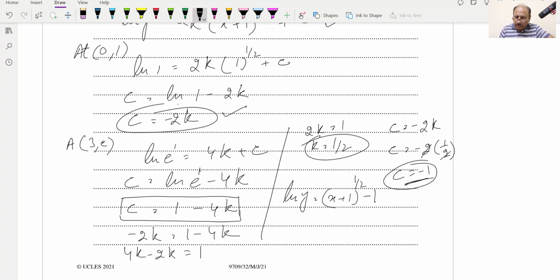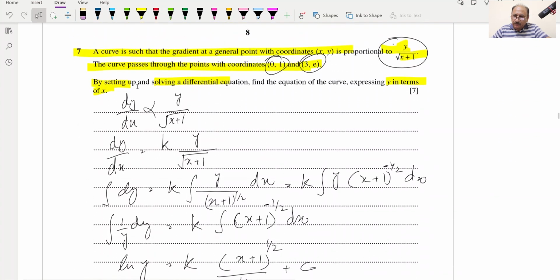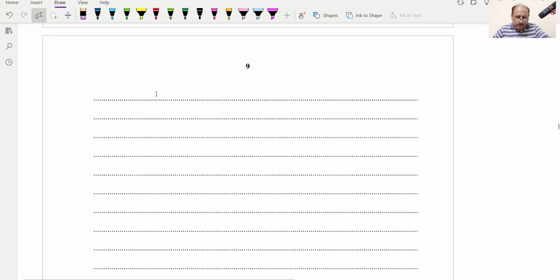And this will be what we can write for y. We can take e raised to the power, so y is e raised to the power (square root of x plus 1, minus 1), so the bracket will be this one. So this will be the y value which we were supposed to find. They are saying express y in terms of x, and this was a 7 mark question, and y in terms of x we have expressed over here.